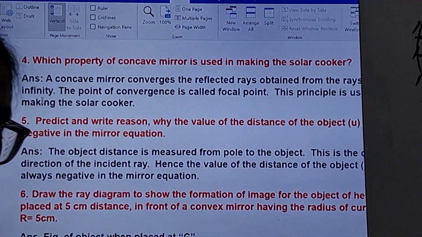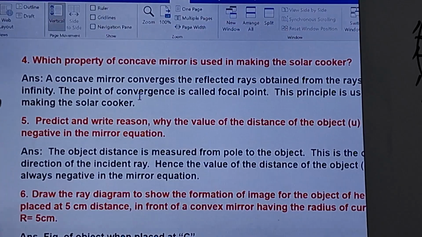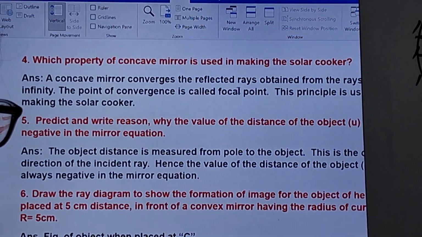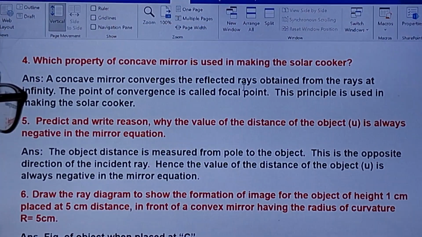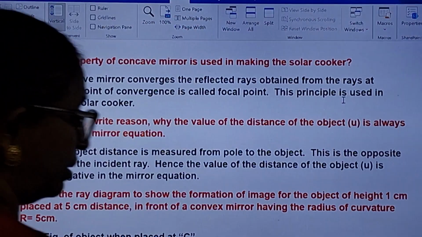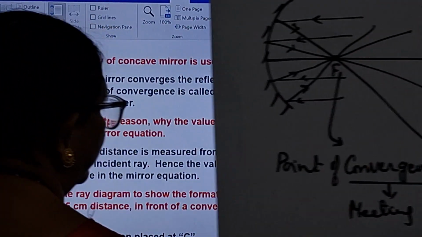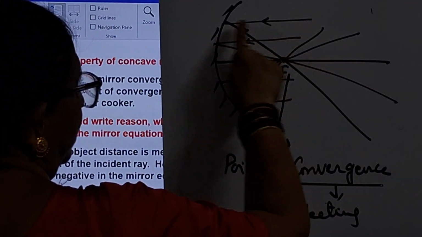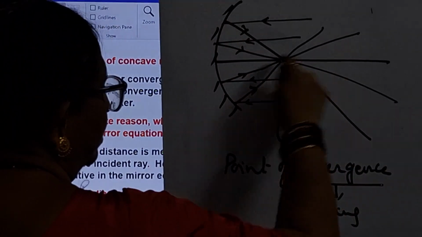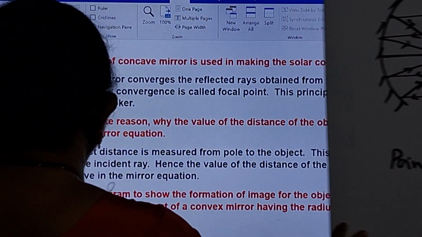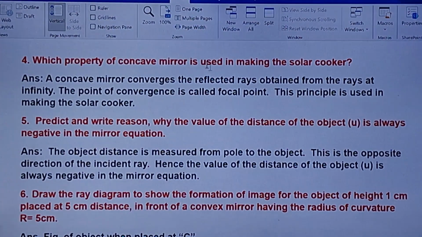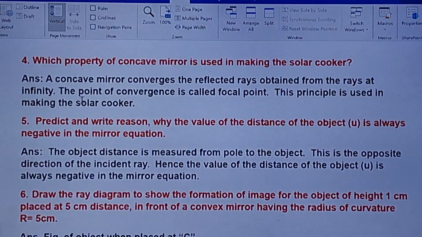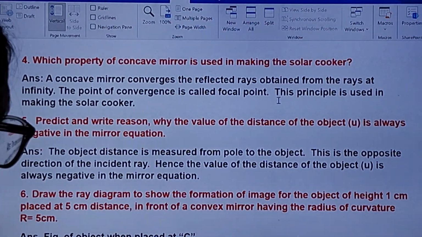So a concave mirror converges the reflected rays, and how are these reflected rays obtained? They are obtained from the rays at infinity. Rays at infinity means these are the parallel rays that we will be drawing. These all are the rays at infinity. They all are getting reflected. All the reflected rays are converging at a point. So the concave mirror converges the reflected rays obtained from the rays at infinity. The point of convergence is called the focal point.